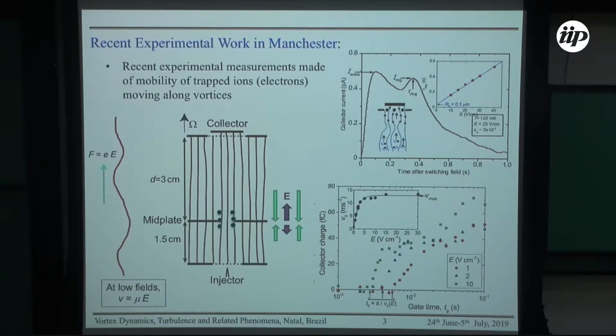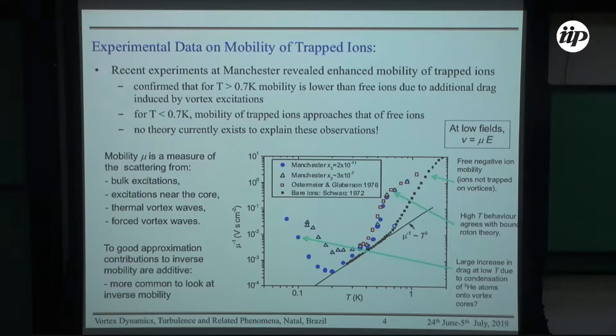Okay, so this is the experimental setup, and these are the kind of results that they have been able to gather. So what they found is that if you calculate the mobility of these trapped ions, then for temperatures greater than 0.7 Kelvin, more or less, you basically have significant drag that the ions experience in comparison to the free negative ions. So these black dots here correspond to experiments for ions not trapped on vortices, and what they see is that below a certain temperature, the mobility drops off very rapidly, which is believed to be associated with the decrease of the roton density.